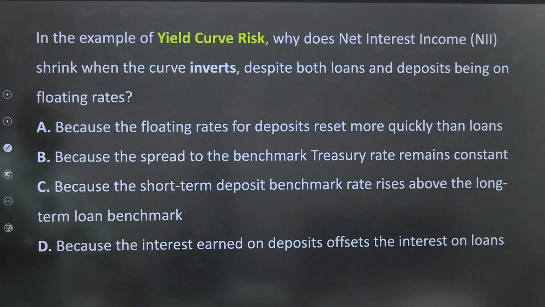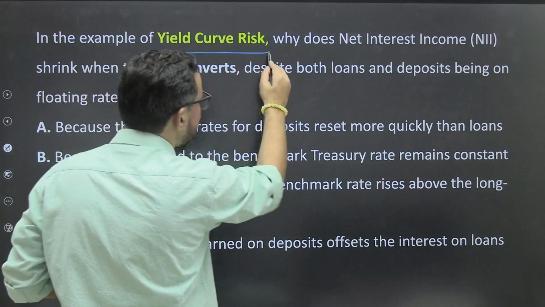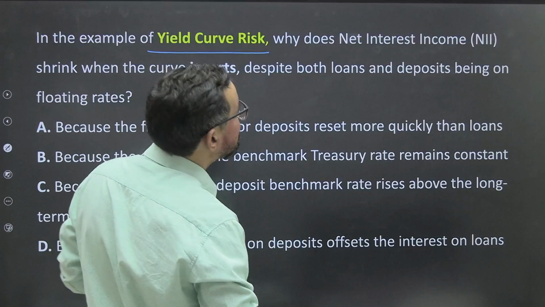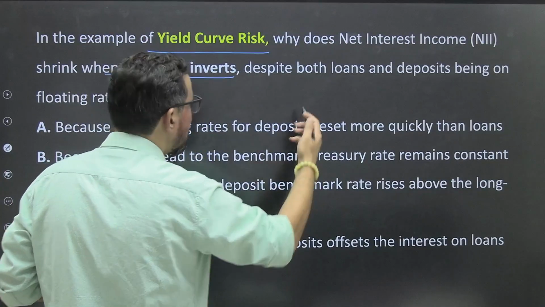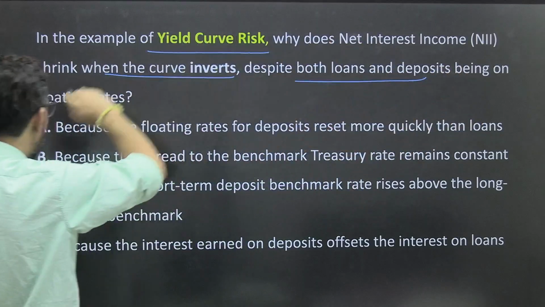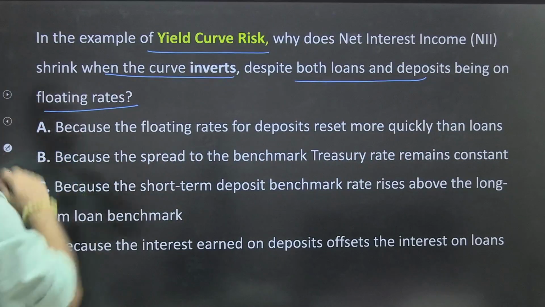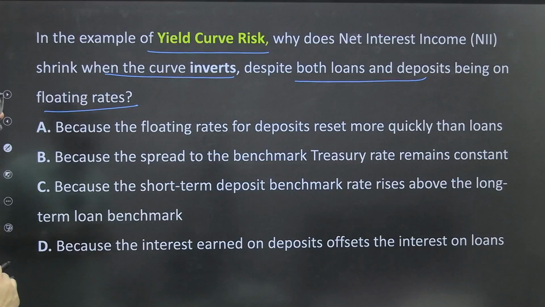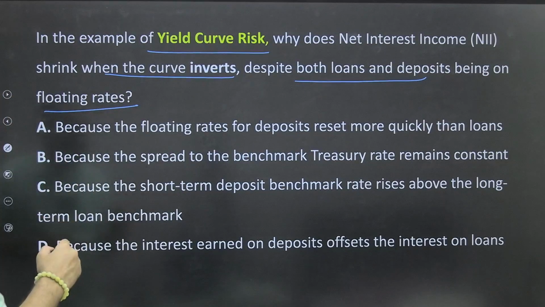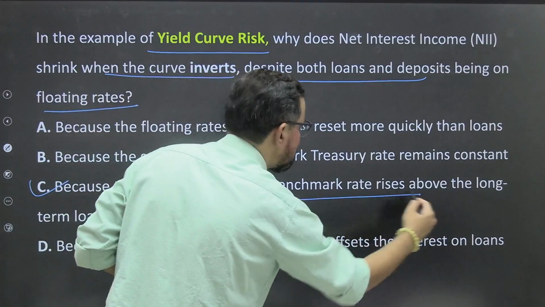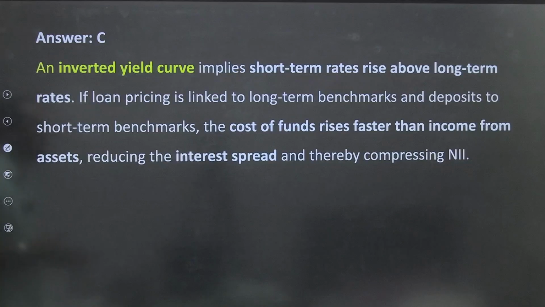Next one. In yield curve risk, why does net interest income shrink when the curve inverts, despite both loans and deposits being on floating rate? Because floating rate deposits reset more quickly than loans, no, because the spread over the benchmark treasury rate remains constant, because the short term deposit benchmark rate rises above the... yes, absolutely 100%. Short term is more effective, and long term the effect takes time to come, they are less sensitive.